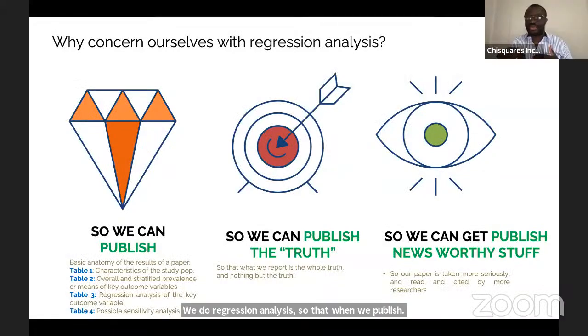Very likely to be cited. It's very likely to be read by our peers in the scientific community. So in a nutshell, this is why you should be concerned about regression analysis.